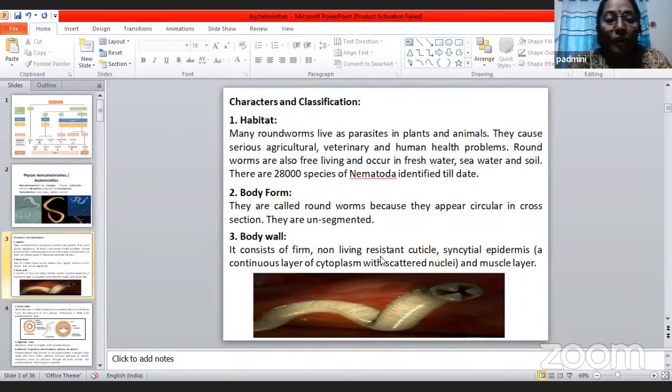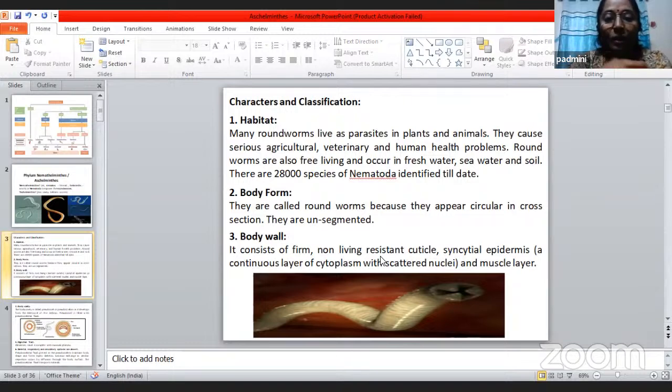Okay, body form: they are roundworms. That's why they are called roundworms. They are round and cylindrical in structure, and they are unsegmented. Yesterday we saw the proglottids, which were transverse sections, though not truly segmented. Here those lines are also not to be seen, so they are unsegmented. There are no body divisions.